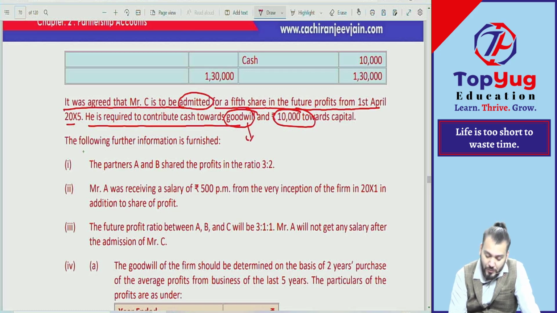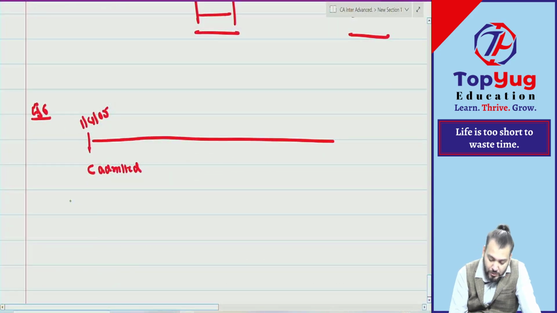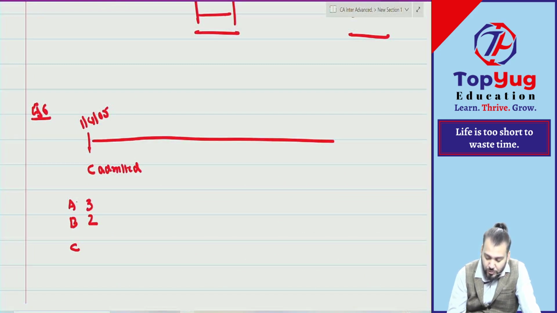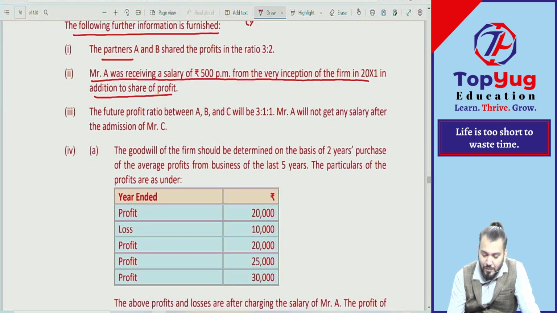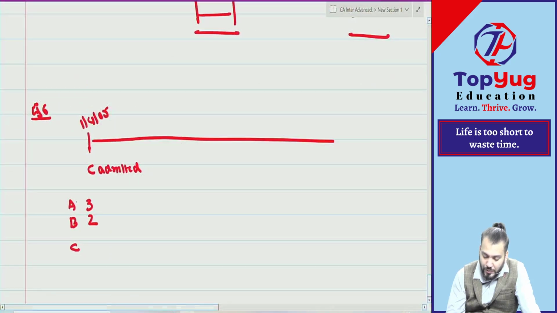This is not given. The following further information is furnished. A and B's profit sharing ratio, the old profit ratio, is 3 is to 2. Mr. A was receiving a salary of 500 per month from the very inception of the firm in 2001, in addition to his share of profit. So Mr. A was entitled to a salary of 500 per month. The future profit ratio of A, B, C is 3 is to 1 is to 1.